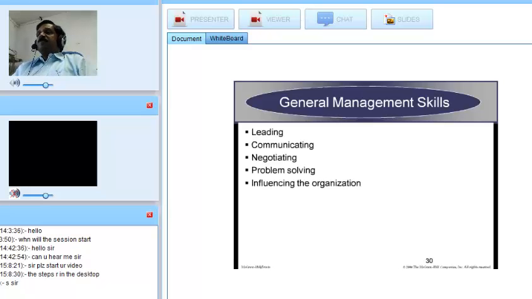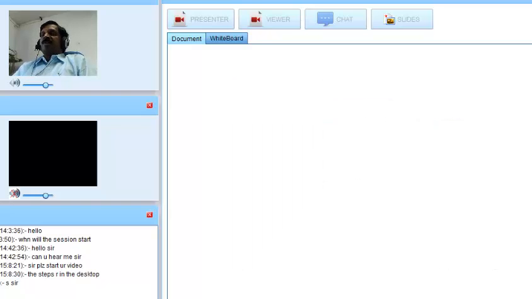And of course, the general management skills we were talking about: he should be a good leader, a good communicator, he should be able to negotiate with different agencies, he should be a problem solver, able to solve the problems of the team members or any other groups, and he should be an influential person, influencing the organization to get his resources and other requirements of the project. So in general, the project manager should be a very good interpersonal skilled person, and good in general management skills.